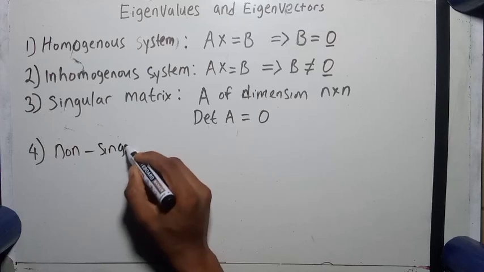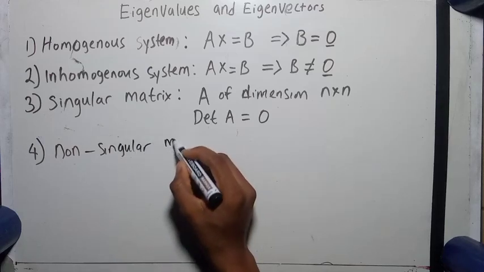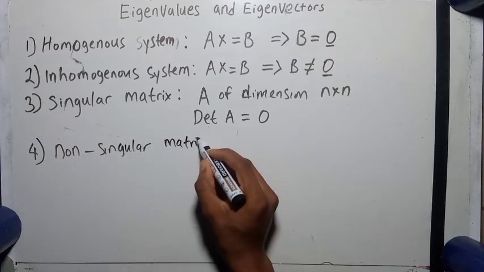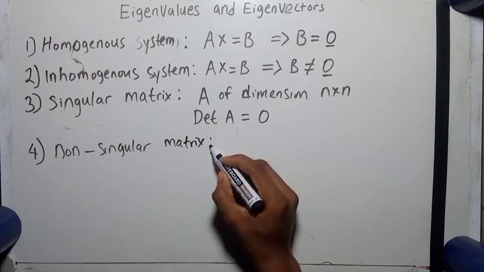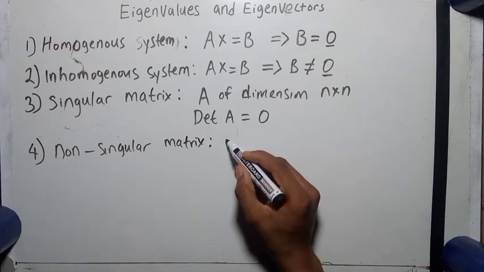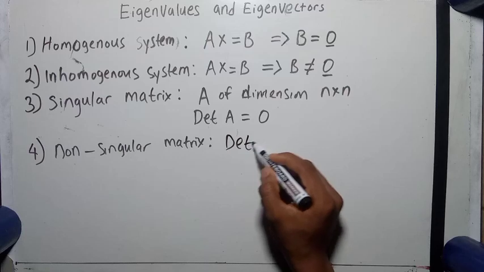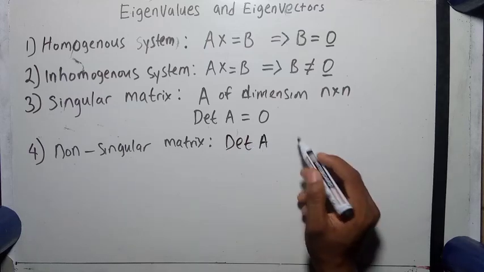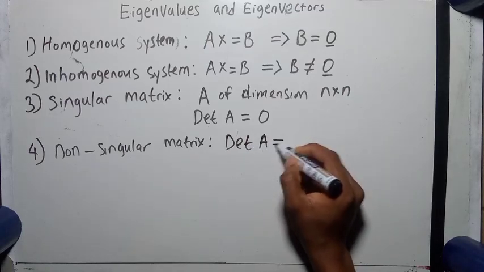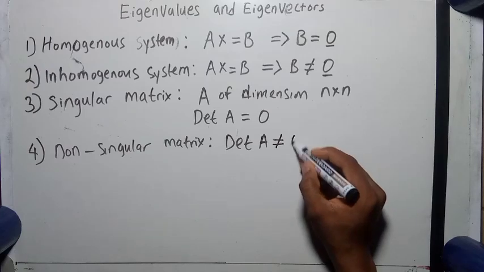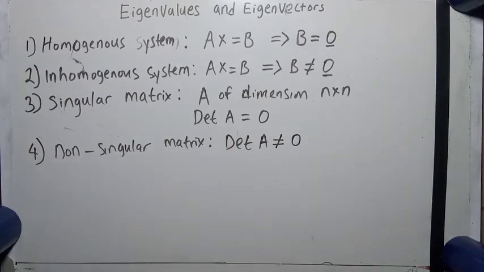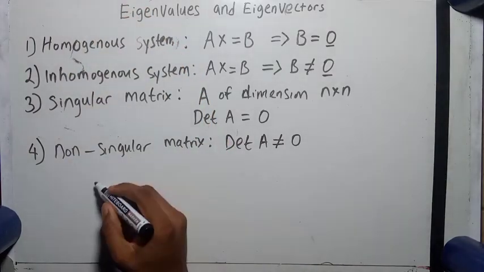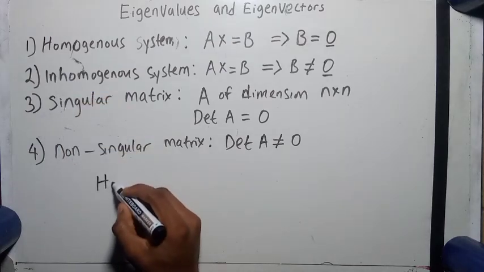Now, the next one and the last is what we call the non-singular matrix. When the determinant of our A is not equal to 0, it is called a what? A non-singular matrix.